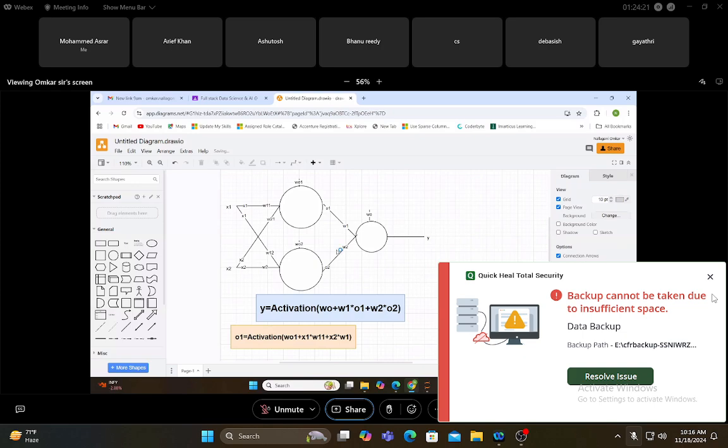That is O1. That's all. Next, O2. What is O2? Activation of W02 plus x1 into W12 plus x2 into W22.